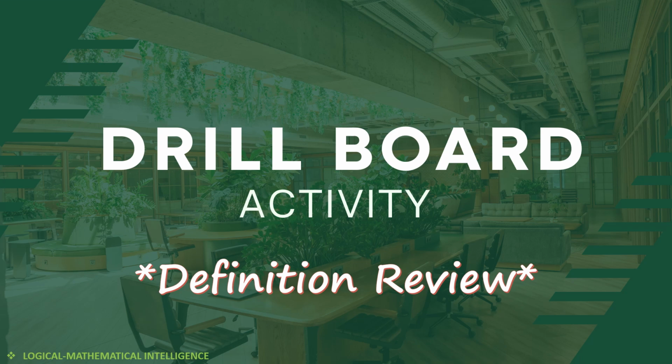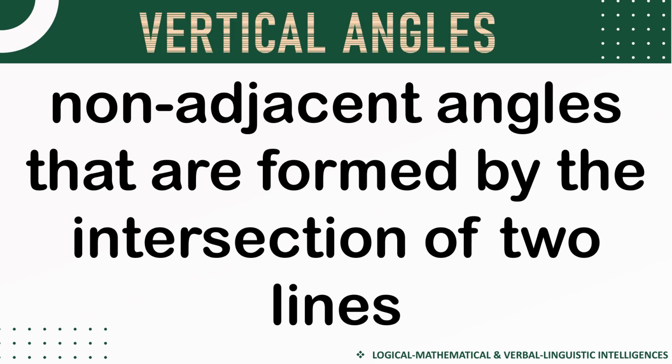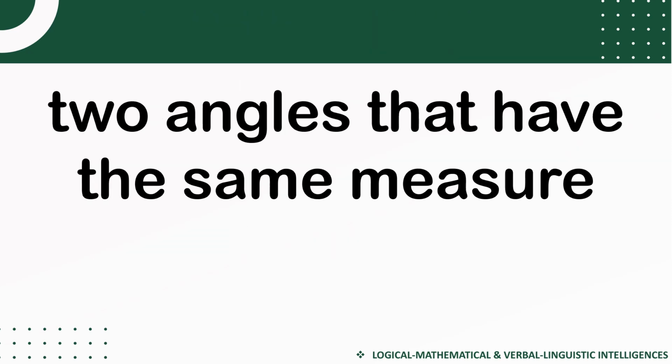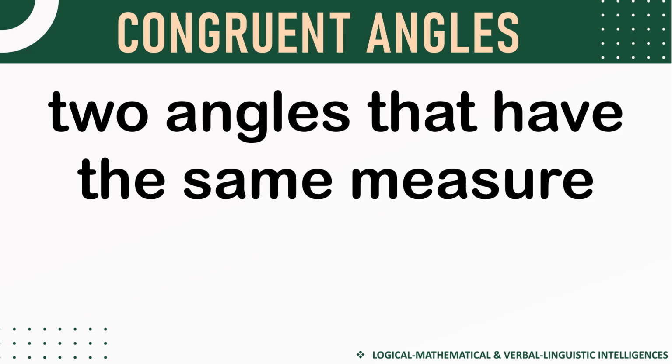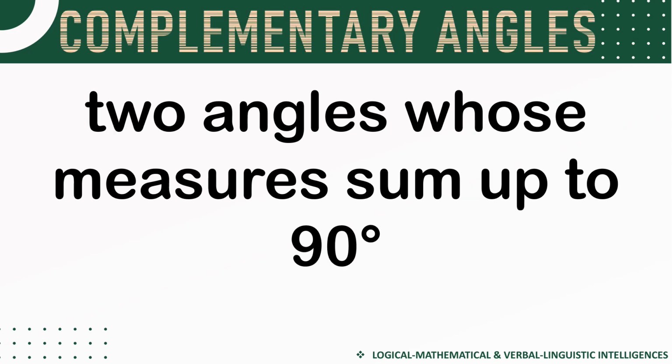This will be a definition review. Non-adjacent angles that are formed by intersection of two lines: vertical angles. Two angles that have the same measure: congruent angles. Two angles whose measures sum up to 90 degrees: complementary angles.